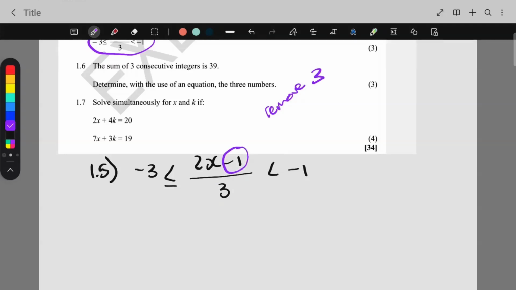Then I'm going to remove the negative 1. And then I'm going to remove the 2 over here.